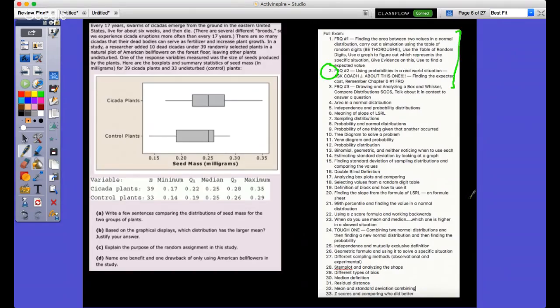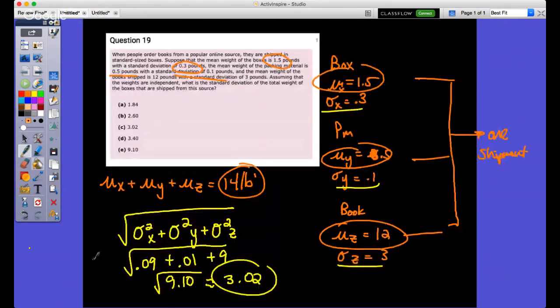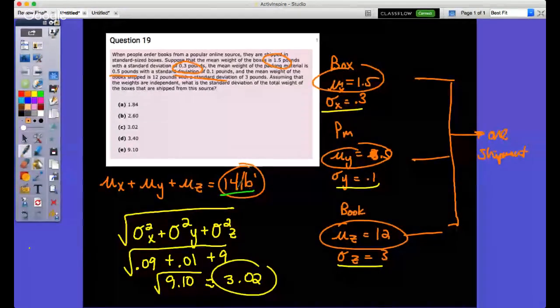All right, number 24, it's a tough one: combining 2 normal distributions, then finding a new normal distribution, and then finding the probability. Lindsay, do you remember this one here, okay? So this is a very interesting question because you're actually finding the standard deviation of this, right? And the mean if I ask for it, right? So the mean of this would be 14 pounds, right? And the standard deviation would be 3.02.